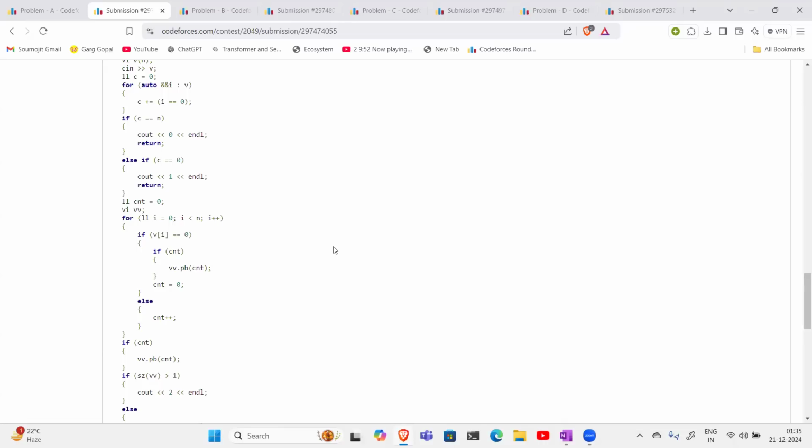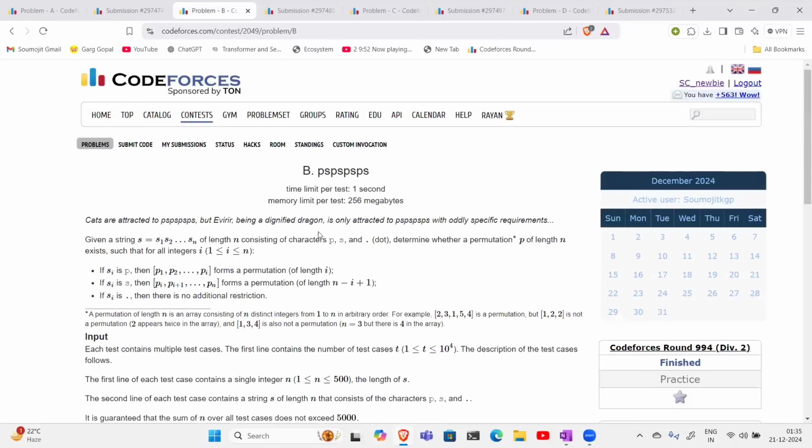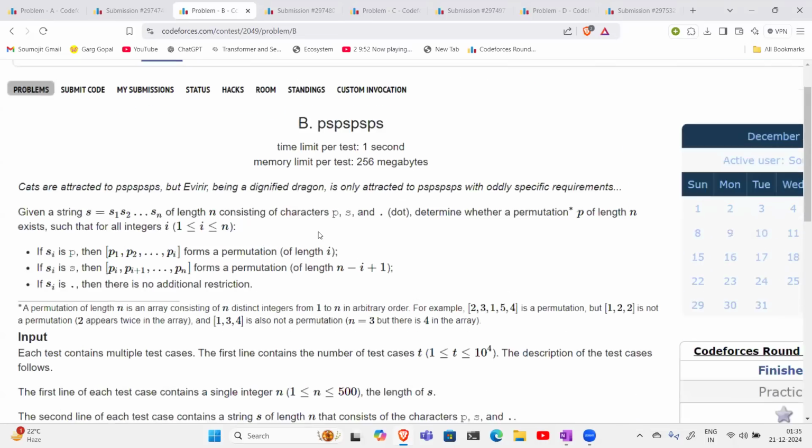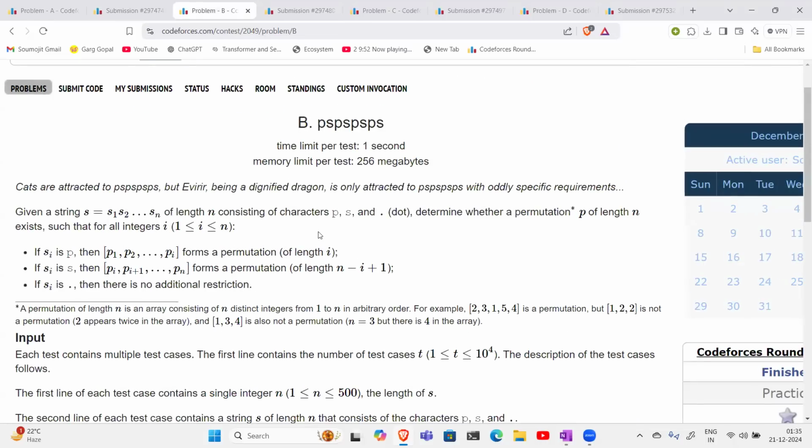Great. Now we can move towards the second problem, problem B of the contest. Okay, so this is the second problem. Let me quickly read it.